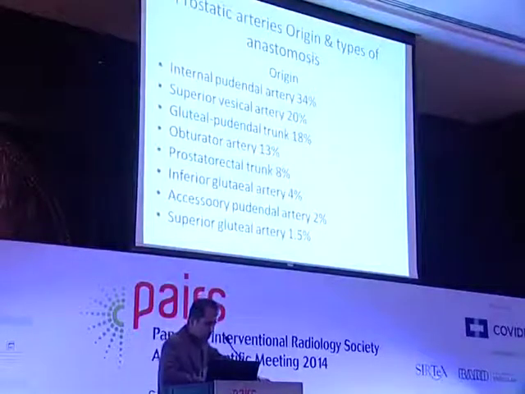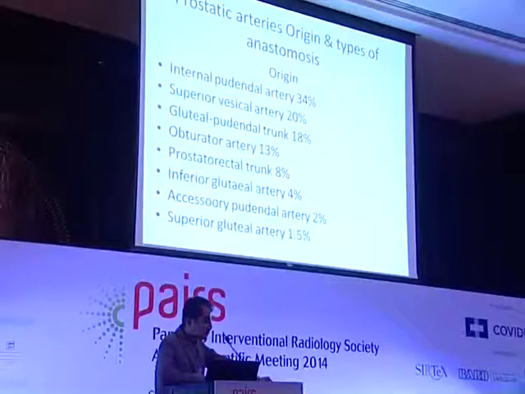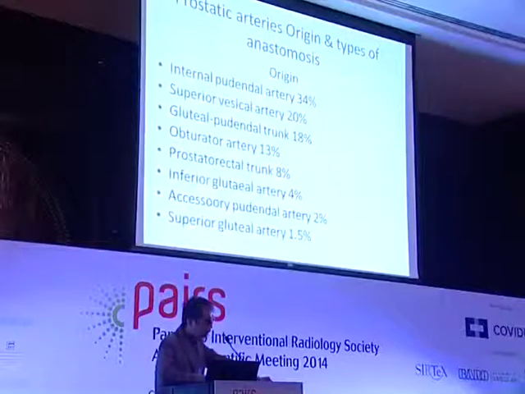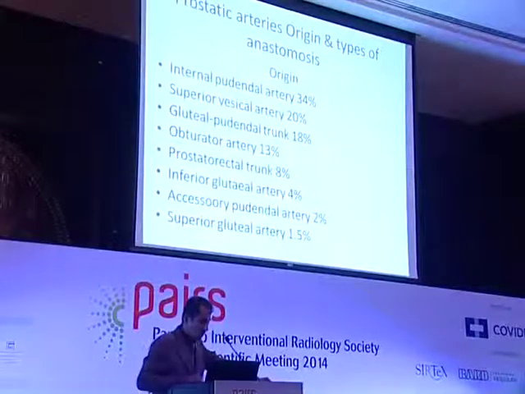Remember, the prostatic arteries can come off from different arteries, almost every single artery in the pelvic architecture. Mainly it is the internal pudendal artery. It can arise also from the superior vesical artery. It can be from, as mentioned, the gluteopudendal trunk. It could be also from other arteries.